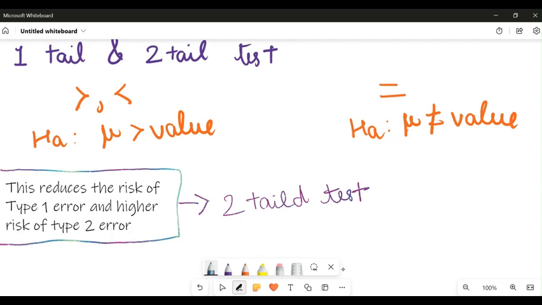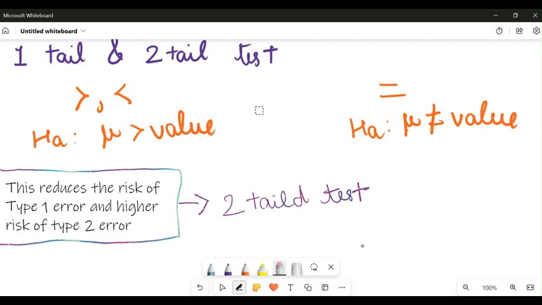In this video, we are going to see the concept related to one tail and two tail tests. So, what is a one tail test and what is a two tail test? This type of tail part comes up across testing of hypothesis.